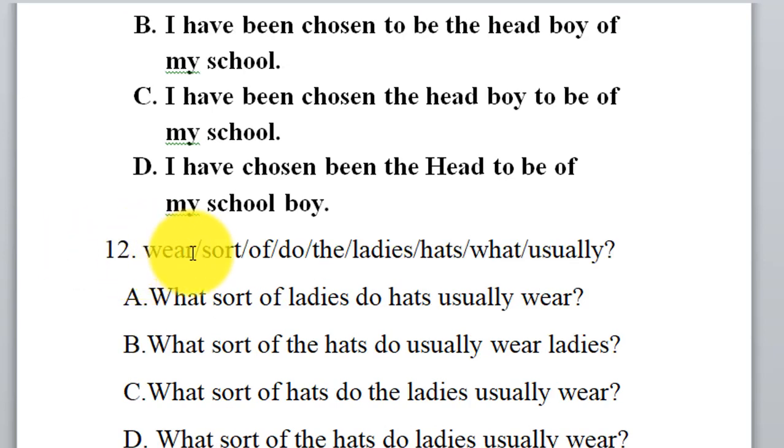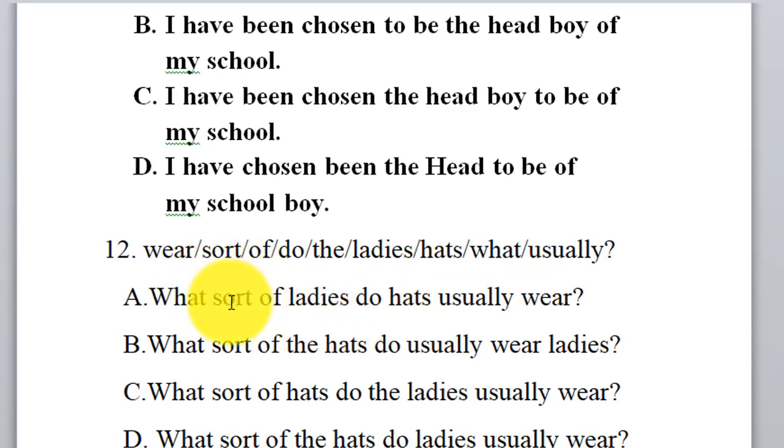Question number 12. There are words here: where, sort of, do, the, ladies, hats, what, usually. There is a question mark. What is the correct question word here? First, what kind of question is this? Look here. This is a WH question. If it is a WH question, the form is: WH question plus verb plus subject plus action verb plus object plus other element. I repeat once: WH question plus verb plus subject plus object plus another element, then we put a question mark. Keep this order and answer the question.